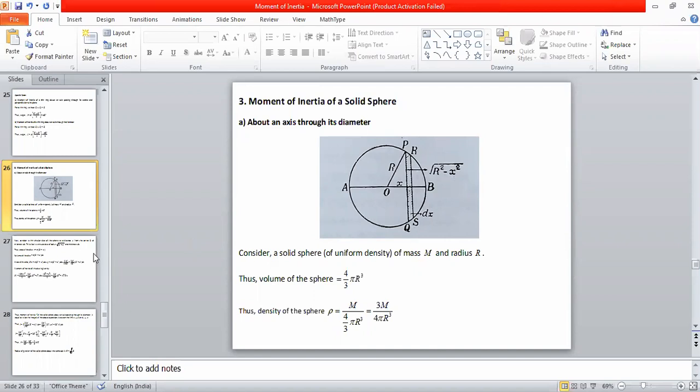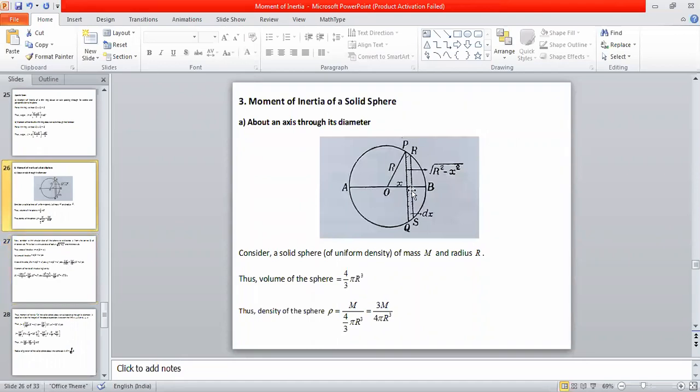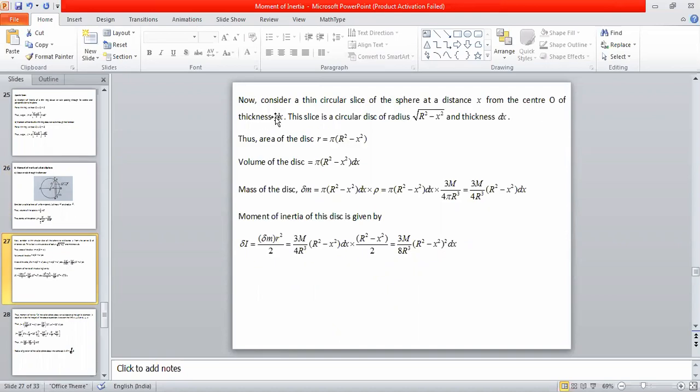Okay, did you understand this much? Yes, sir. Okay, see, that is what I have written. Consider a thin circular slice. Since this is a thin circular slice, this is a circular disc of the sphere at a distance x. So the distance between this slice and the center of the sphere is x. So that is what I have written: at a distance x from the center O, and the thickness is dx. So this slice is a circular disc of radius square root of R square minus x square and thickness dx.